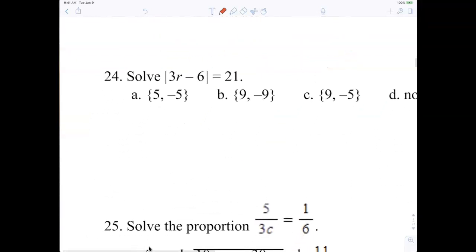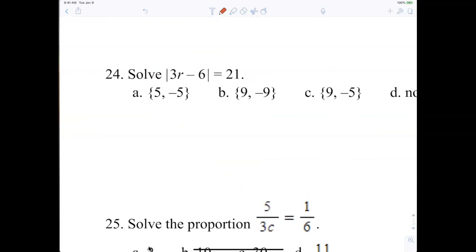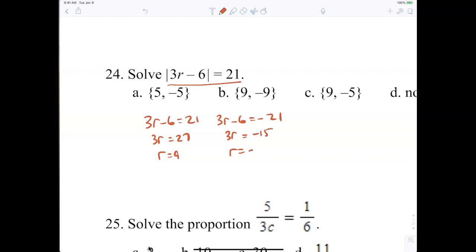Alright, let's take a look at 24. Okay, 24 is important because when you have an absolute value, you have to write it twice. 3r minus 6 equals 21. 3r minus 6 equals -21. So 3r is equal to 27. R equals 9. 3r equals -15. R equals -5. Don't forget, I should put that, but at this stage you guys should be excellent at that. So my two answers are 9 and -5.